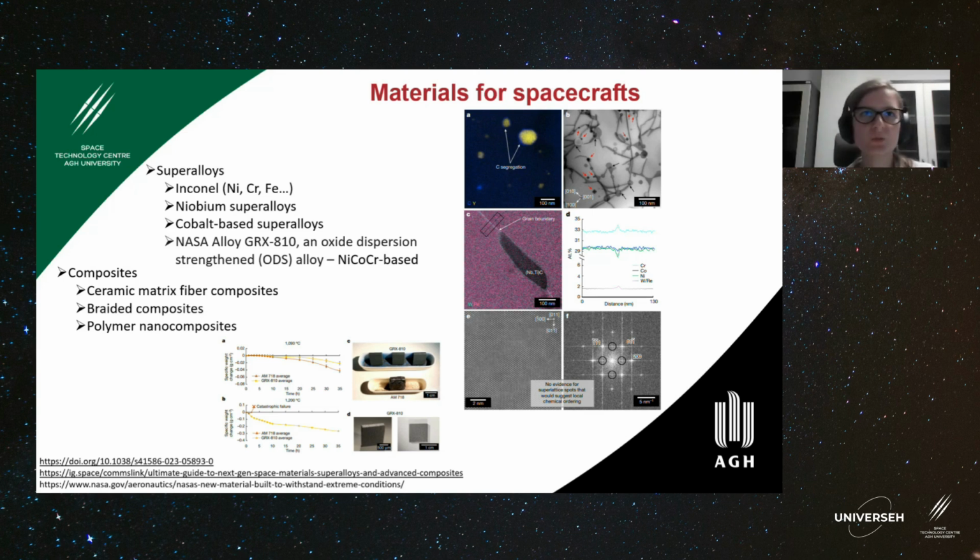There are various niobium superalloys as well, superalloys based on cobalt, and also a quite new one, NASA alloy GRX-810, which is an oxide dispersion strengthened alloy. And here we can see a high resolution characterization of its microstructure. So there are scanning electron microscopy images of this superalloy. So we can see that there are those nodes here.